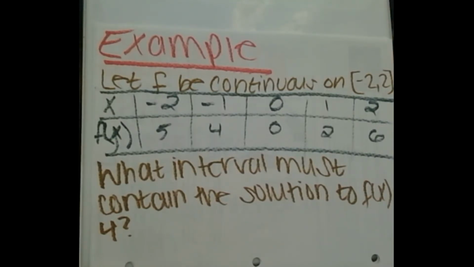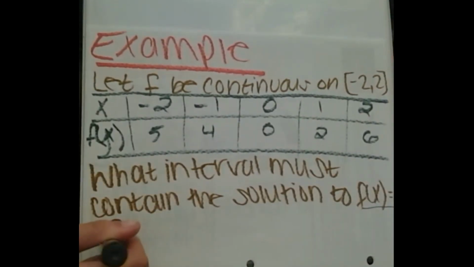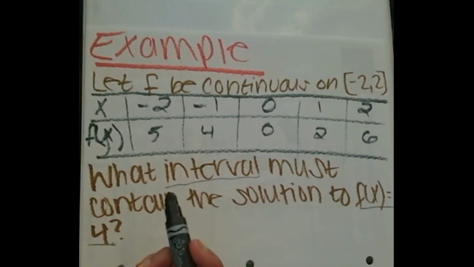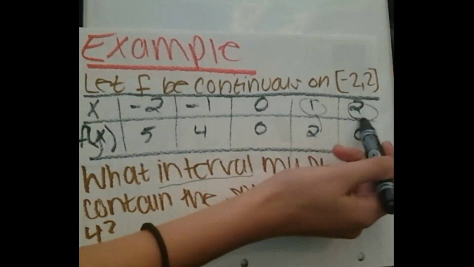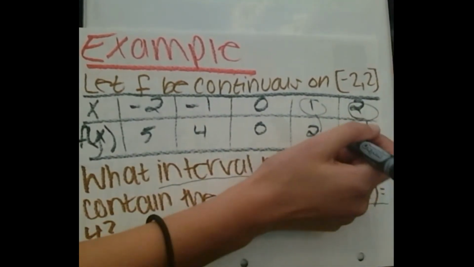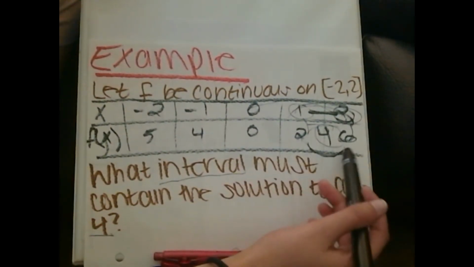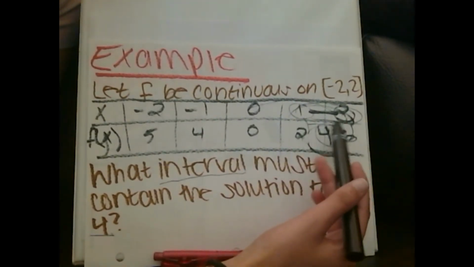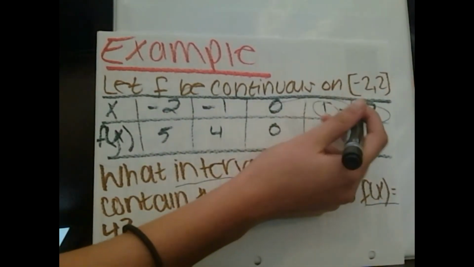Now, according to IVT, we are given the value f(x) equals 4, which is n in IVT. We are trying to find the values of a and b, which is the interval. Since the chart shows that f(1) is 2 and f(2) is 6, you know that 4 must fall somewhere in this range. Since you know from IVT that f(a) and f(b) are 2 and 6, you know that a and b are 1 and 2. So that must be the interval that f(x) equals 4 is on. However, between 0 and 2 would also be a correct answer, but just not the most narrow answer.